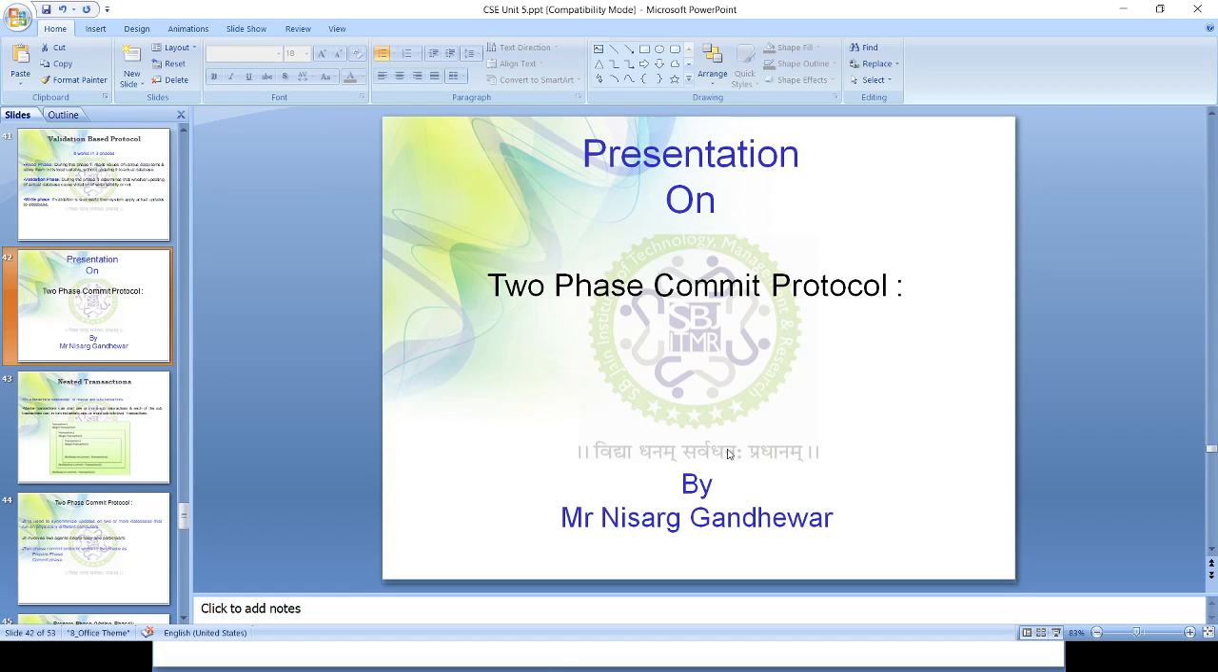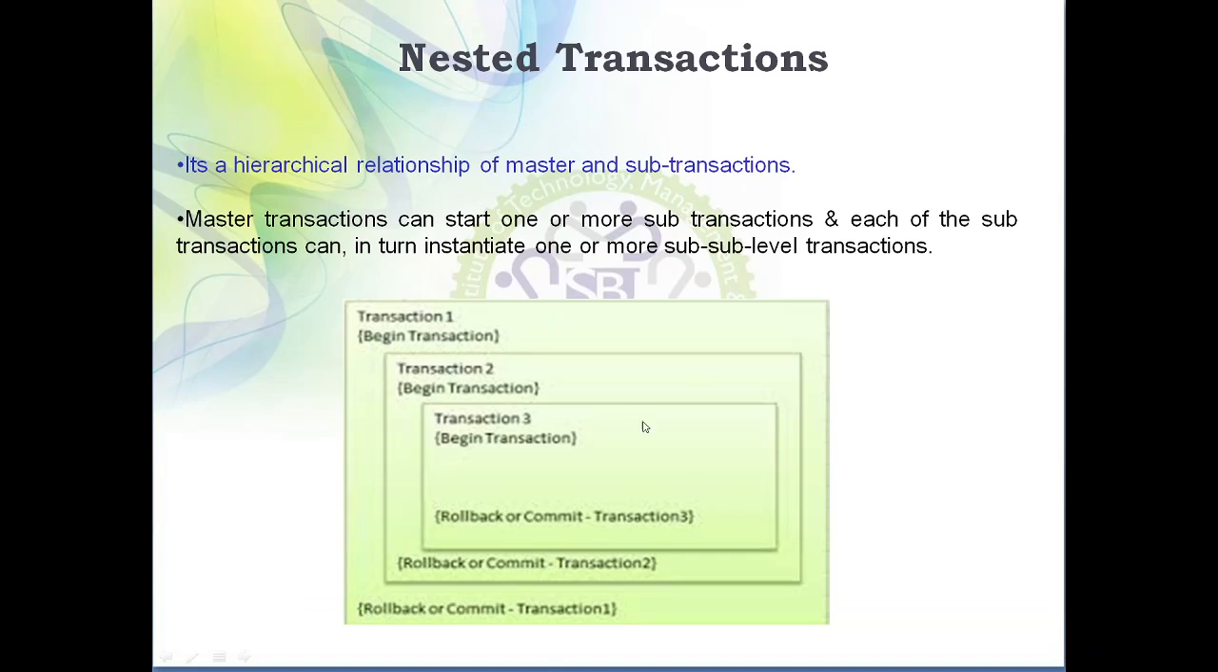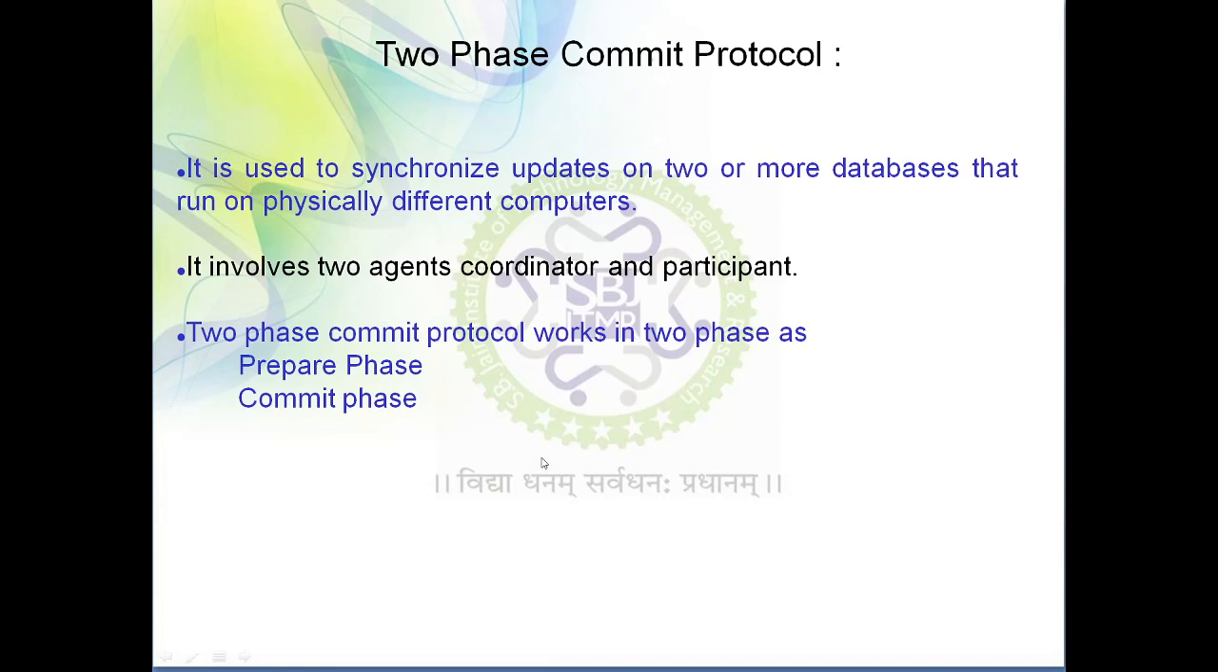commit protocol. Now we discuss this two-phase commit protocol. So let's understand what nesting of transactions is: one transaction is present inside another. Here we can say transaction 1 is a master transaction, and transactions 2 and 3 consist of sub transactions. So now let's talk about the two-phase commit protocol.